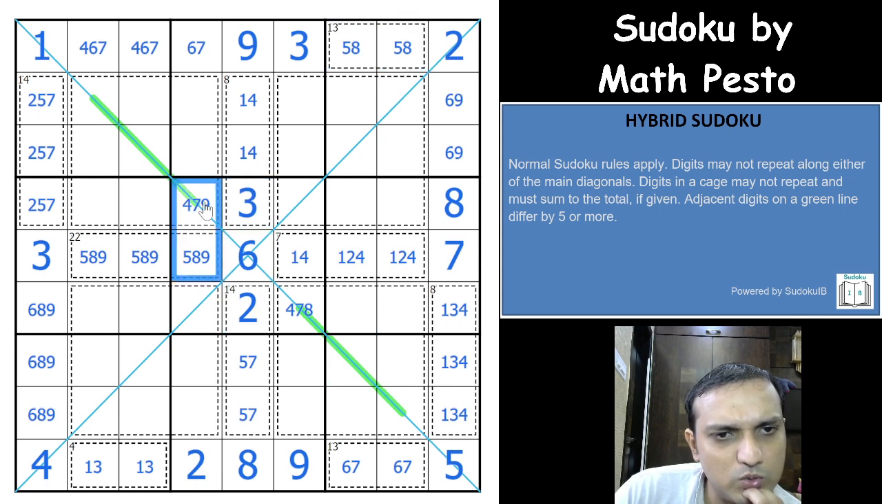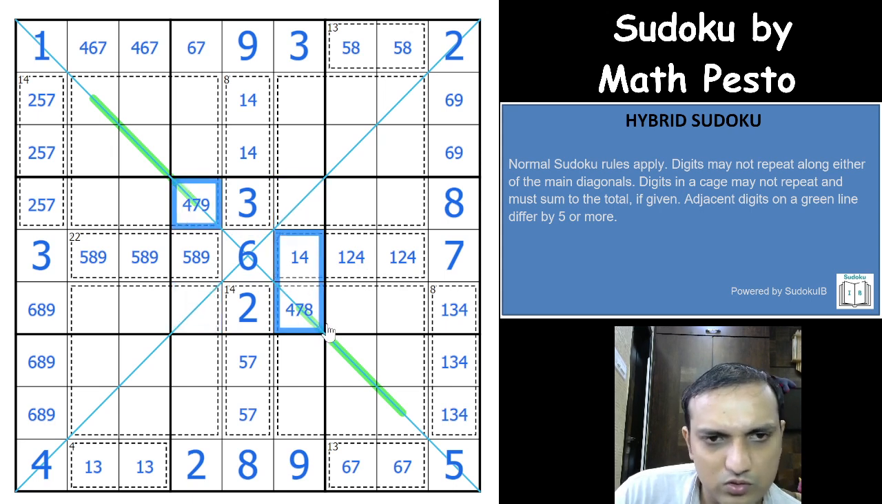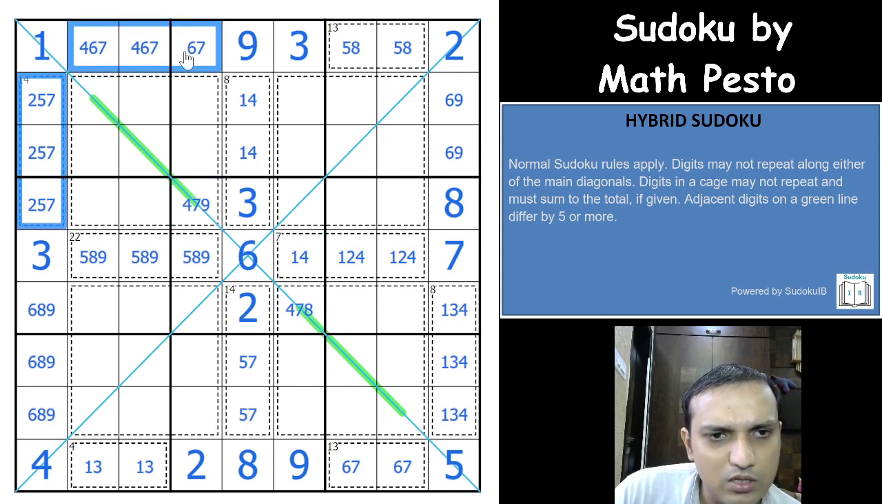3, 6, 2, 4, 7, 9, 1, 4, 8. Okay. 4 cannot be in these two cells. 4 would have to be in one of these 3 cells. Seven would have to be here. 7 would have to be here. Which means one of the 7s would be here, or both the 7s can be here.